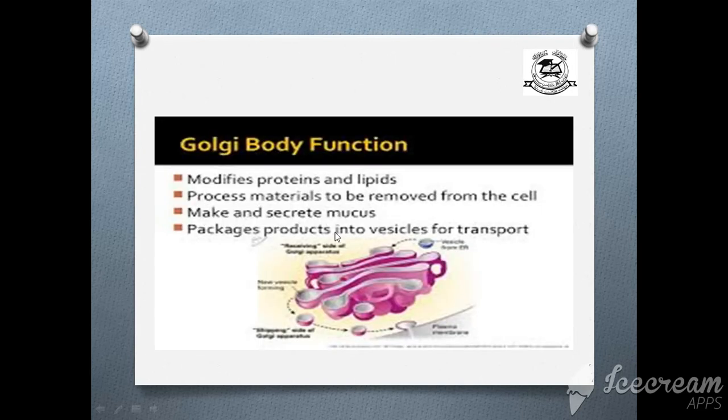Now what are the functions? Secretion. The basic function is secretion of mucus or liquids, and there are other functions also. It modifies proteins and lipids, and processes materials to be removed from the cell. The things that need to be removed, they process and remove in the form of vacuoles. They make and secrete mucus, a very important function. They package products into vesicles for transport. Because they are a membranous structure, these membranes separate from these parts.